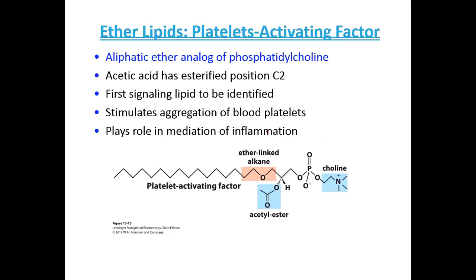Ether-linked phosphoglycerides may be present in the platelet-activating factor. It is an aliphatic ether analog of phosphatidylcholine. Acetic acid is esterified at position number 2, carbon 2. Acetic acid may be attached over there. It was the first signaling lipid to be identified. This is the signaling lipid.